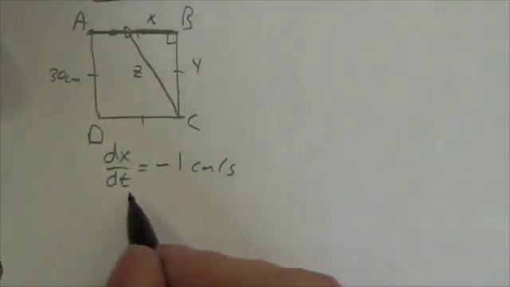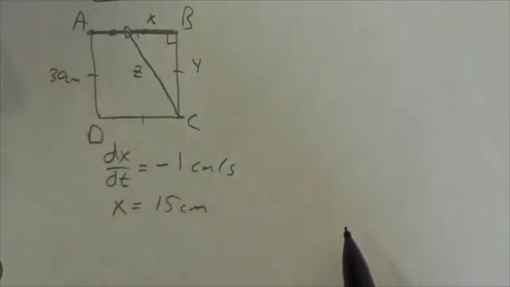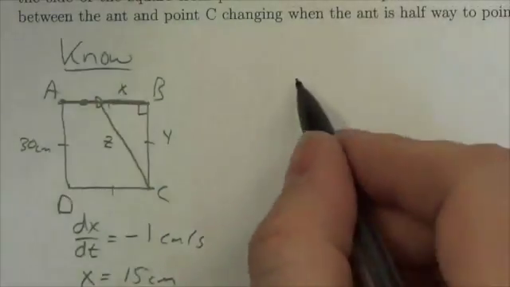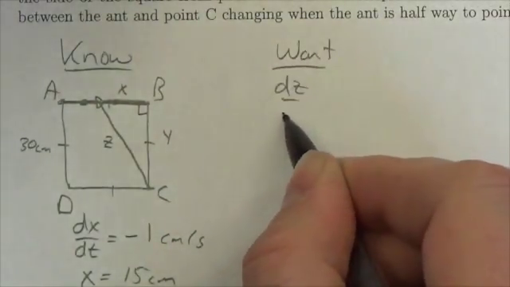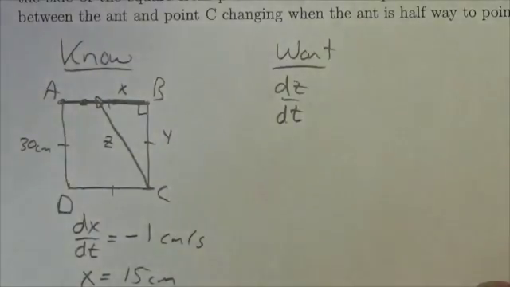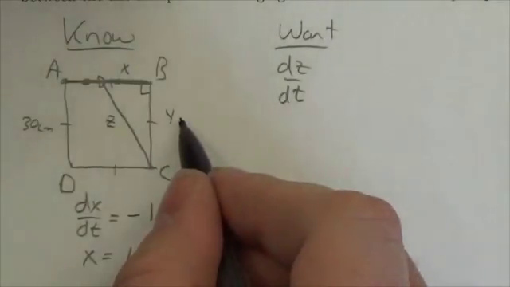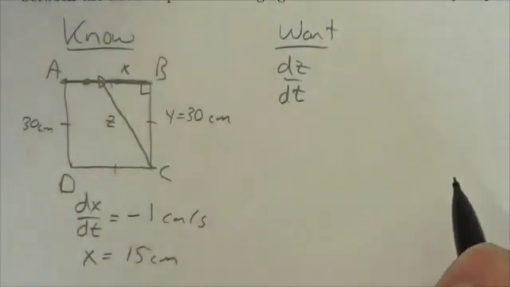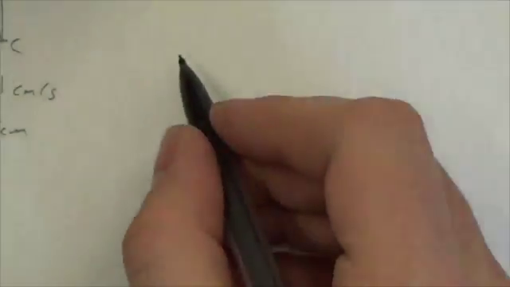I'm also interested in what's going on here when X is equal to 15 centimeters, when the ant is halfway, as it says. Now, what I want is dz by dt. I want to know how quickly it's approaching C. And bear in mind that y in this case actually isn't a variable. It's a constant. It's going to be 30 centimeters the whole time.